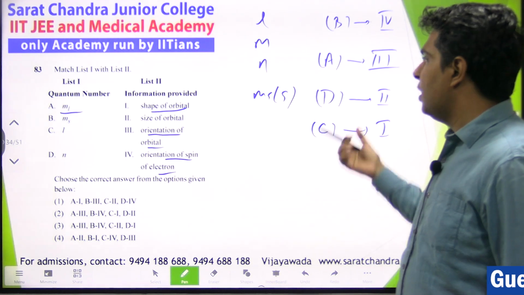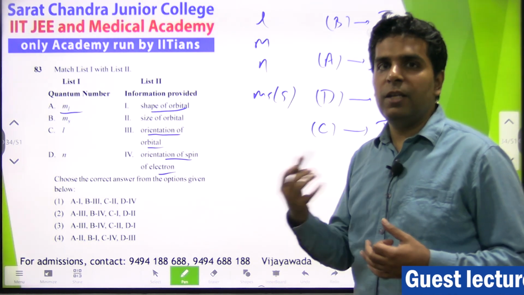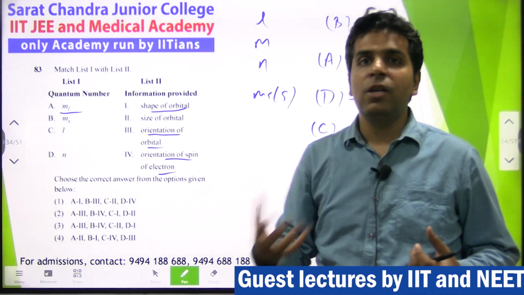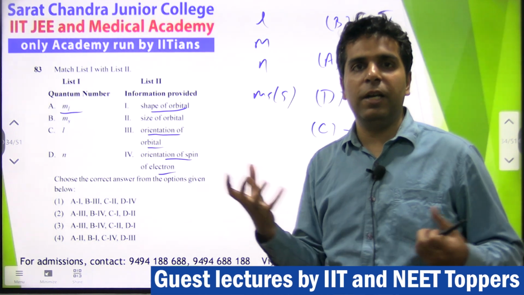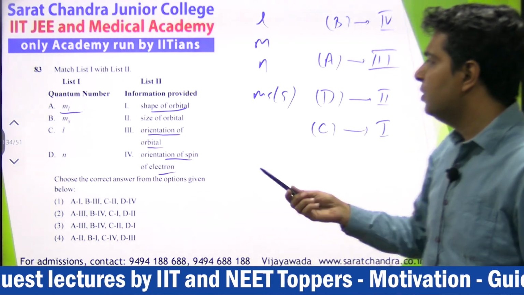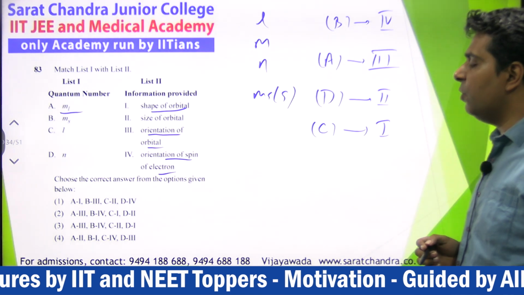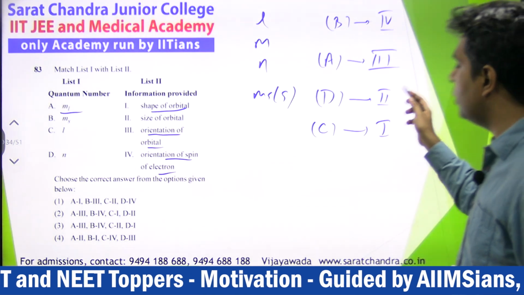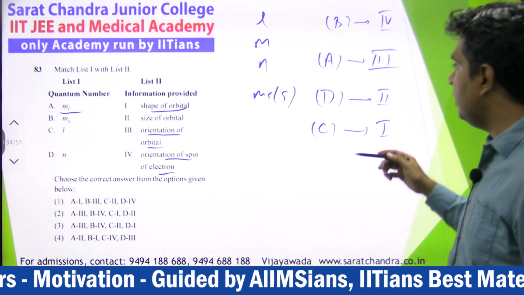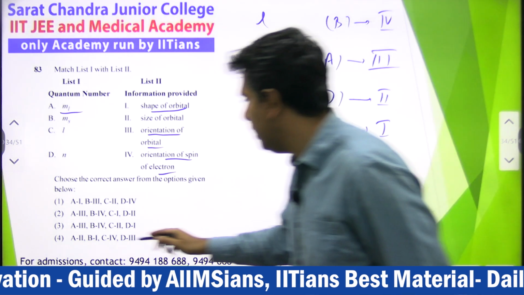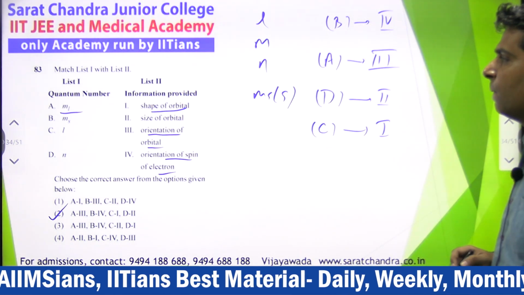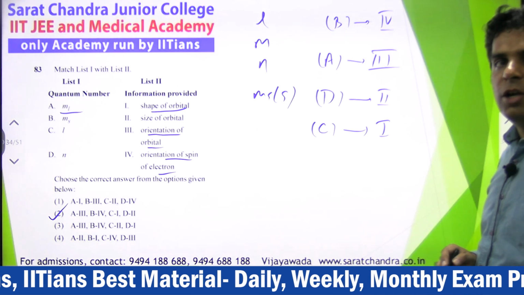So angular quantum number will give me the shape, like l is equal to 1, that is p orbital. Now there are 3 p orbitals, px, py, pz. So magnetic quantum number will give me the orientation, whether p is oriented along the x-axis or y-axis or z-axis. So magnetic quantum number is giving me the orientation of the orbital. So A is corresponding to 3, B is corresponding to 4, then C is corresponding to 1, and D is corresponding to 2. So answer will be the second option.